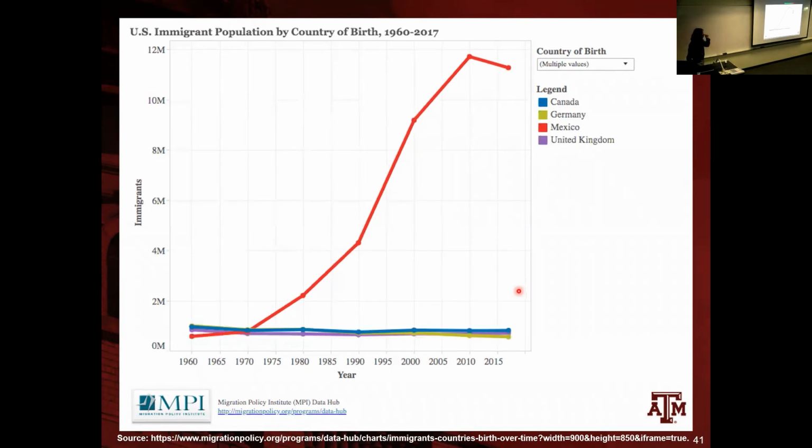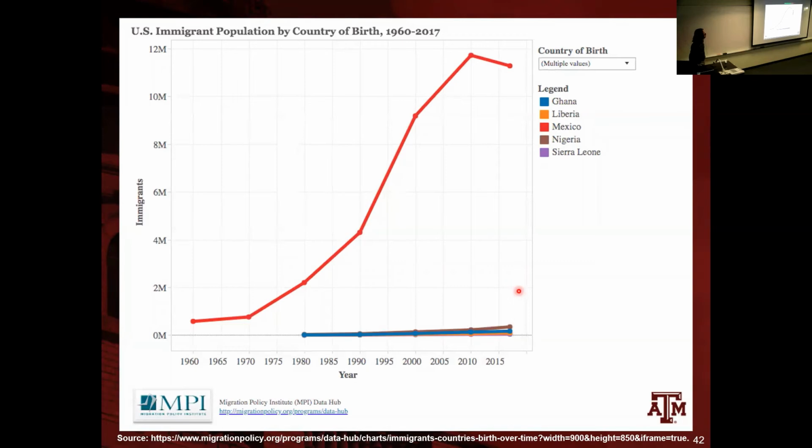The next one is just to show that migration from Germany and United Kingdom, and also put Canada in, really, really low levels to the US, right? And the Germany population in the US actually declining over time.